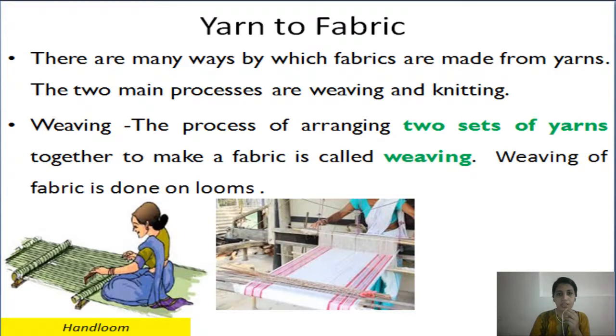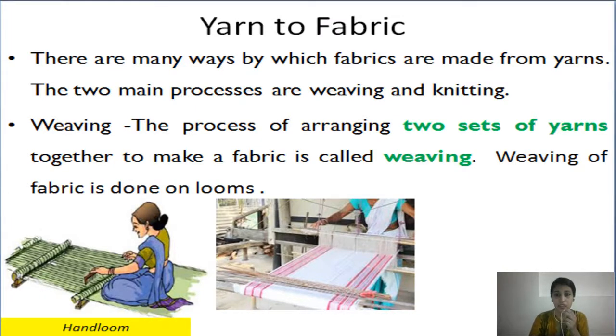Now today we would start with a new topic in which we would study about yarn to fabric and history of clothing material. So our first topic is yarn to fabric. There are many ways by which fabrics are made from yarns. The two main processes are weaving and knitting. So we would start with the first process.